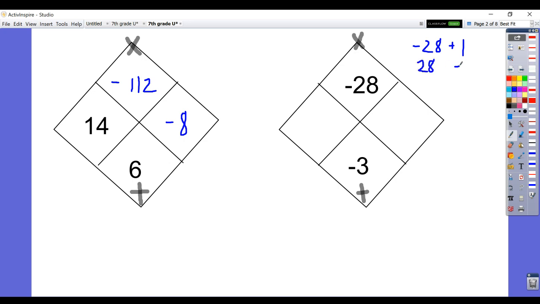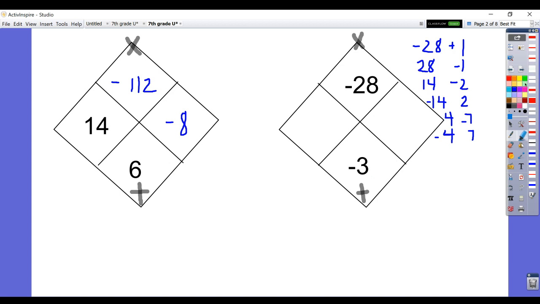It could be 14 and 2, again, with one being negative, one being positive. It could be 4 and 7, one being negative, one being positive. And that's basically it. So one of these combinations will have to equal -3 when you add them.